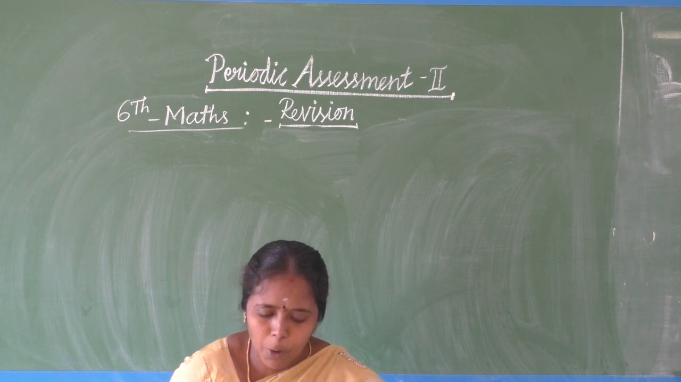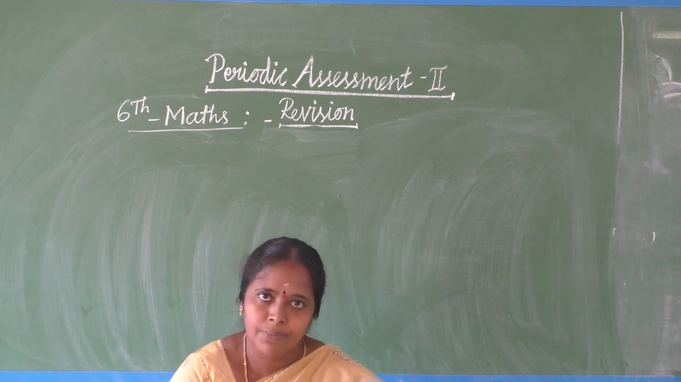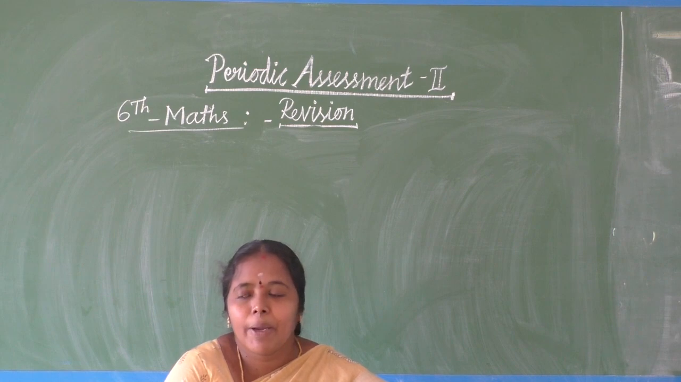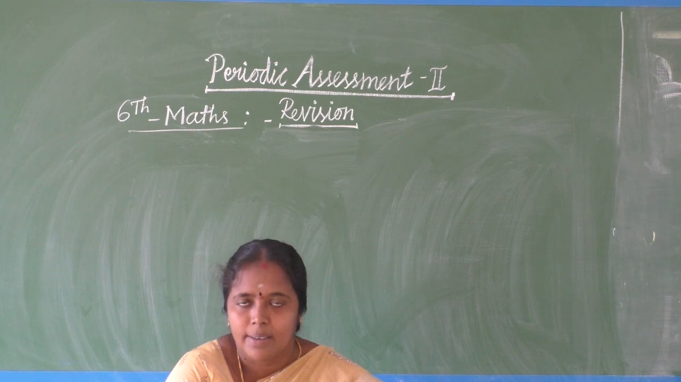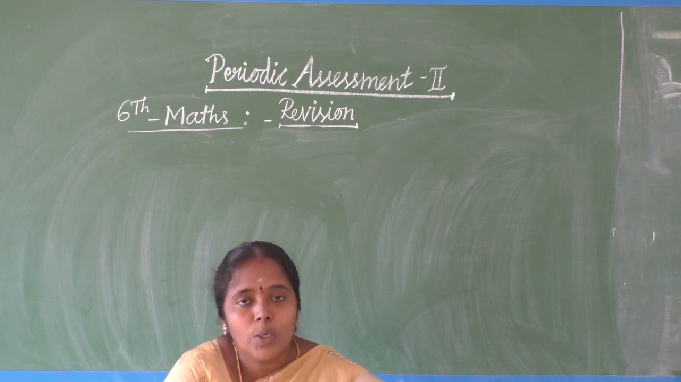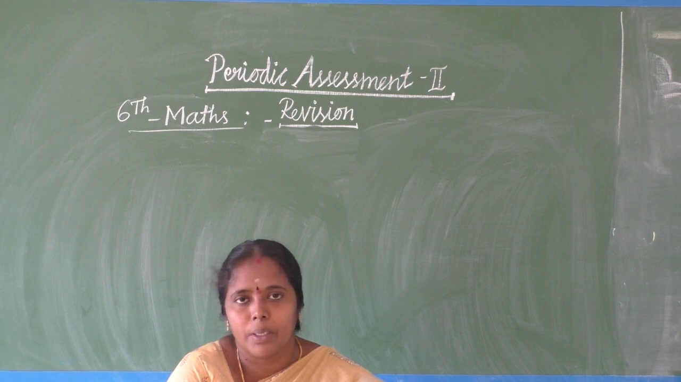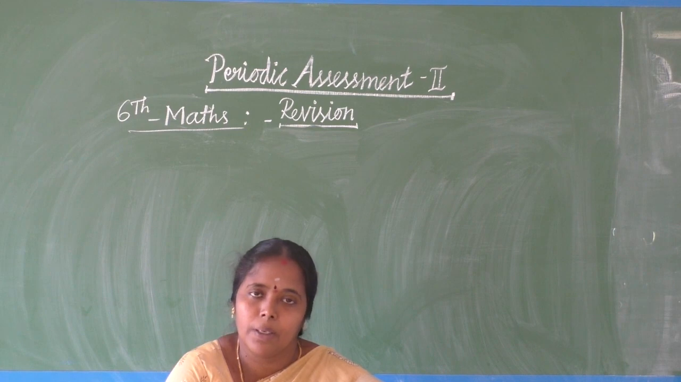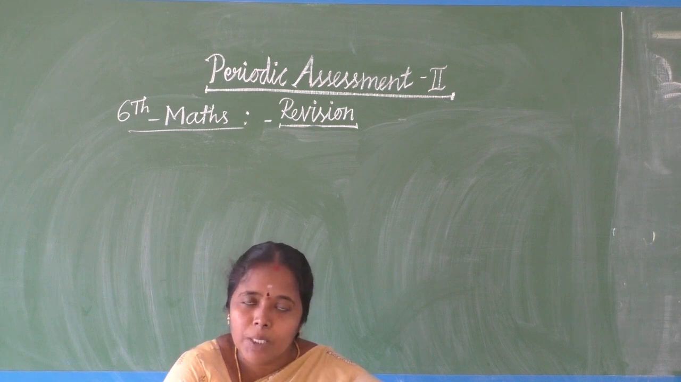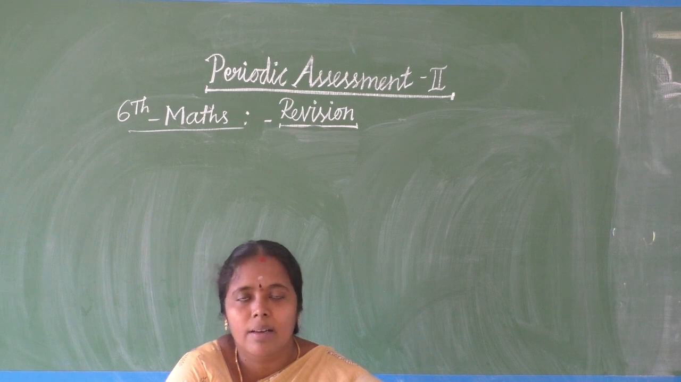See, what do you know about factor? What is a factor? If we multiply any two numbers to get an answer, the two numbers we have taken are called factors of the answer. That answer is called the product or multiple. We have taken two numbers for multiplying, and those are called factors of that answer.